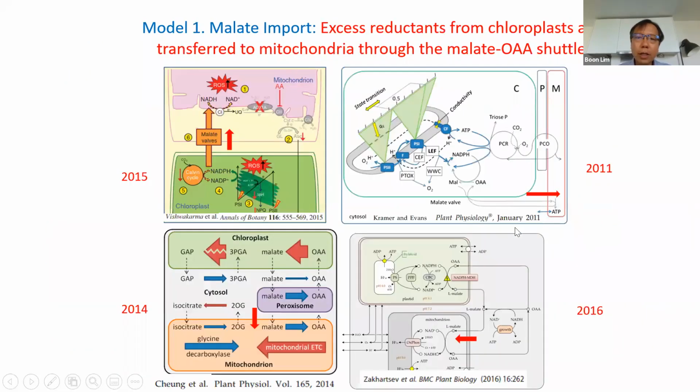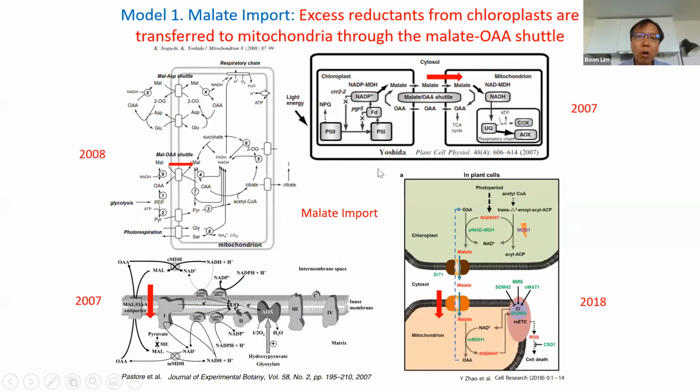In fact, there are many papers that support model 1. You can see that in this paper, the malate valve was suggested to transfer NADH or reducing equivalent from the chloroplast into mitochondria, like here, okay? And this paper also supports model 1. You can see that malate from the chloroplast is imported into mitochondria.